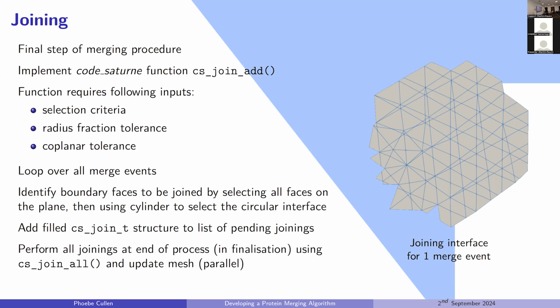Then this information is added to a join structure and is added to a list of pending joinings, which are then performed at the end of the process in the finalization step using csjoin_all, and then the mesh is updated. So here I've got a result of the joining interface for one merge event. Imagine this is looking down onto the plane, so it's the flat surface.